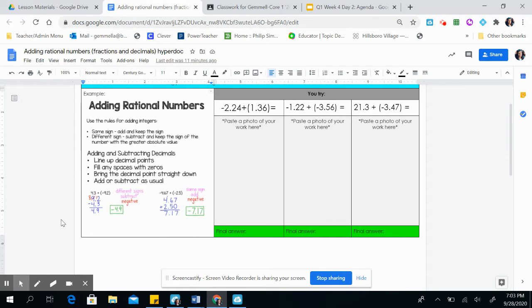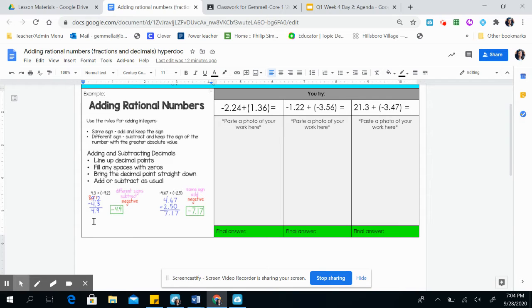The first example is 4.3 plus negative 9.2. So these have different signs. So I can look up at my notes, different signs. We are going to subtract or find the difference between these two numbers and keep the sign of the number with the greater absolute value. So step 1, subtract, and you use your regular procedure for subtracting decimals. When we subtracted, we got 4.9.